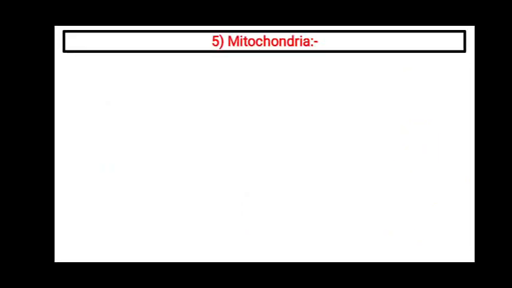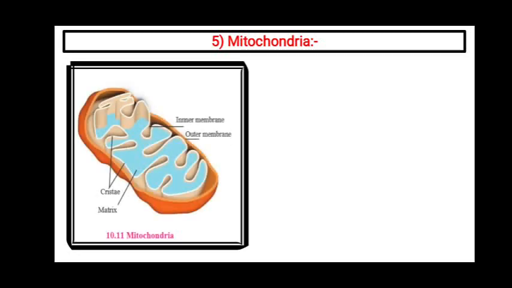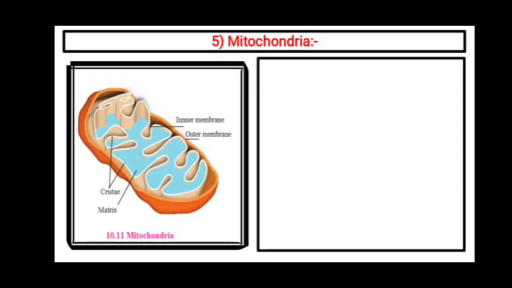Next cell organelle, mitochondria. This is the diagram. It has a double membrane, inner membrane and outer membrane, and this inner membrane has folds which are called cristae, and these cristae are filled with matrix. So let's look at the characteristics.